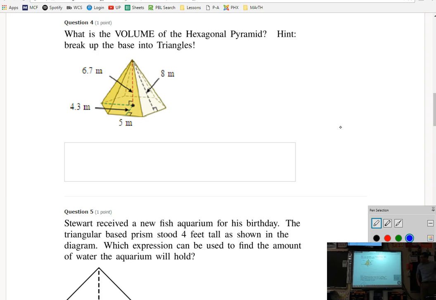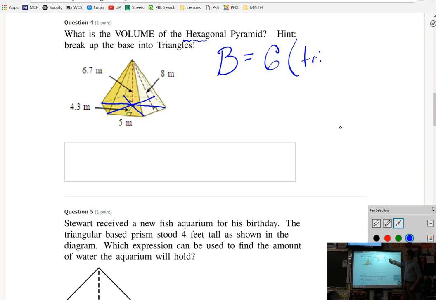So, we break this up, and we think that big B, how do I know how many triangles I'm going to have? Casey? How many sides I have? So my hexagon tells me I will have 6 triangles.